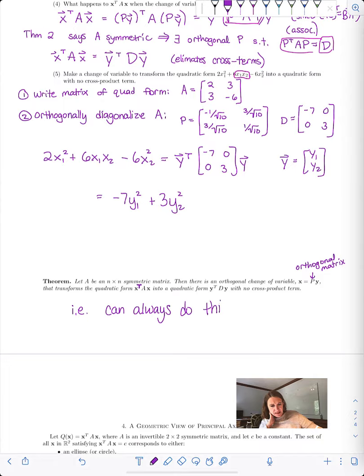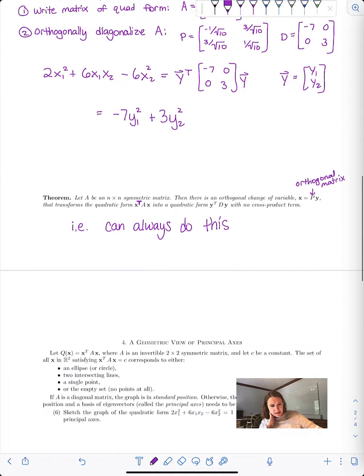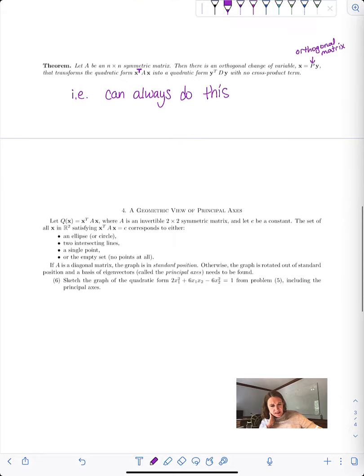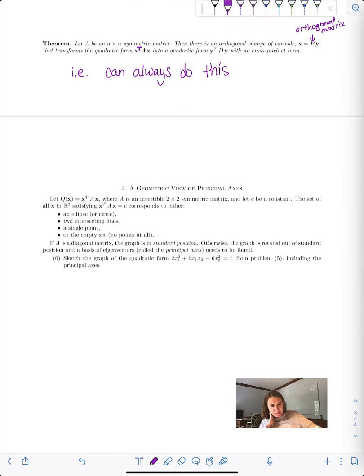Since every quadratic form is given by a symmetric matrix, there's always a way to change your variables so you don't have that pesky cross term. And really the reason why it's so nice to do this is partly because of the geometric interpretation. So let's fixate on the 2 by 2 case, but this works in higher dimensions in a generalized way.